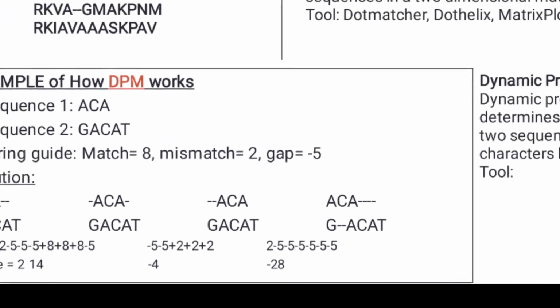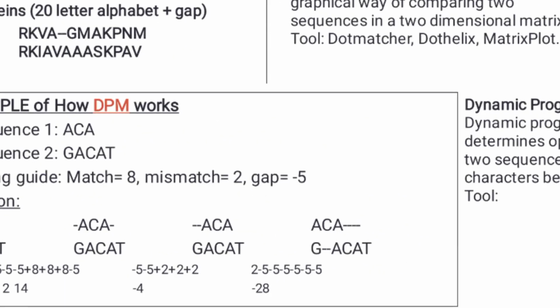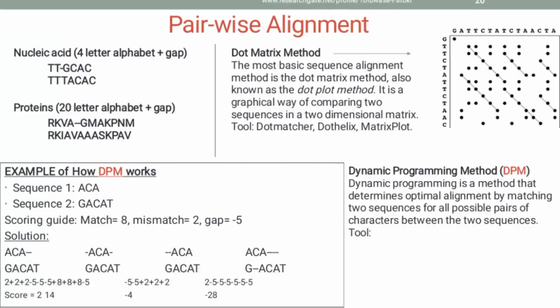Looking at these four, you can see 14 is the one that has the optimum positive value. So that is the one that dynamic programming will pick for you as the best alignment, which is the second alignment here. The one with the positive value of +14 has the optimum alignment, the optimum score. So that is how dynamic programming works.